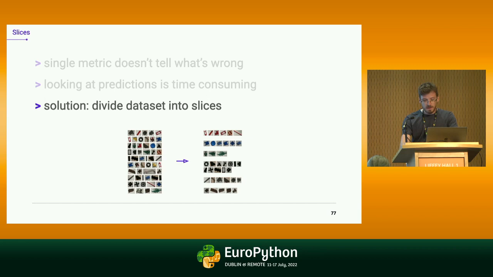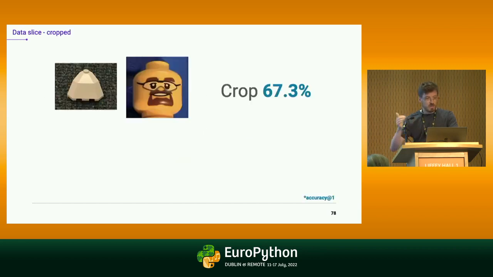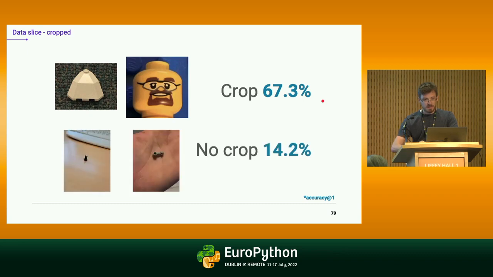So the idea is to divide the data set into slices and to calculate the accuracy for each slice. I will skip quickly through these example slices. For example, if we have an image that is nicely cropped around the brick, the results are pretty high. This is accuracy at 1 compared to the accuracy at 10 previously, so the results are not comparable. But if I have the not cropped image, the model doesn't work.